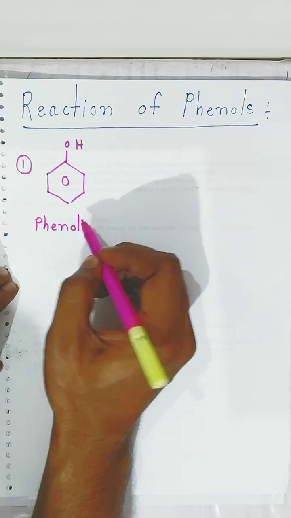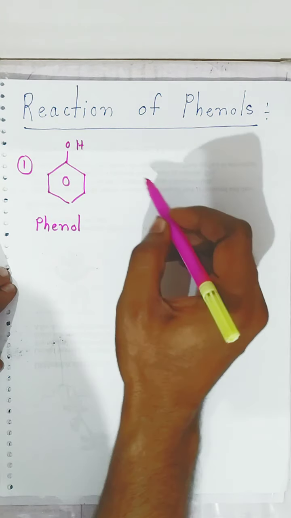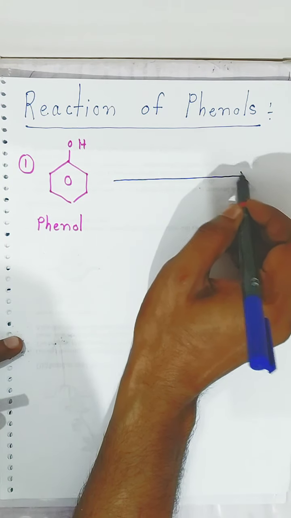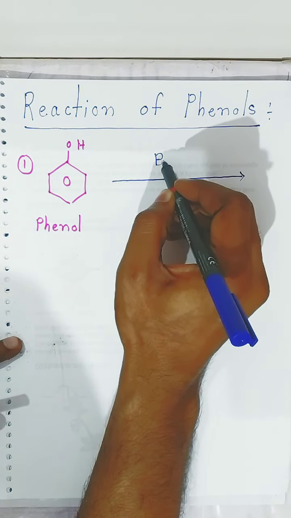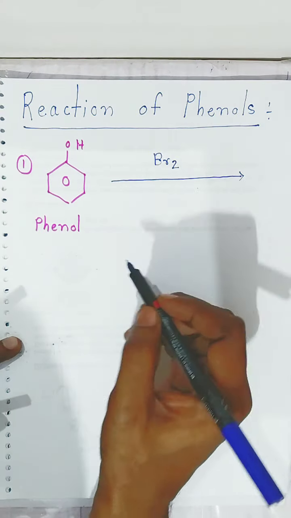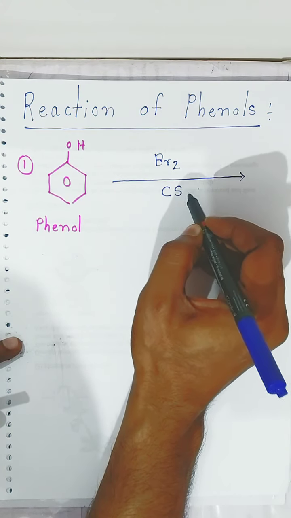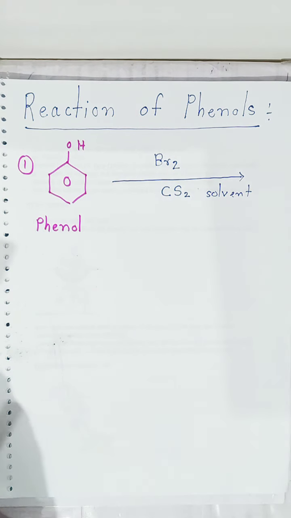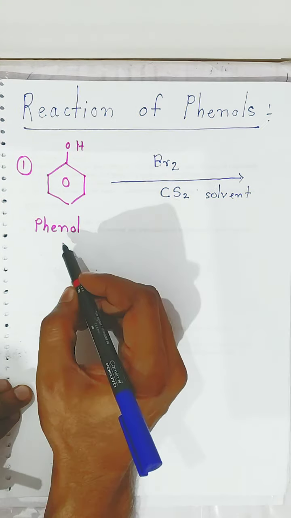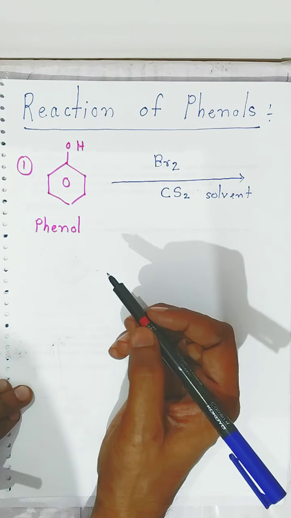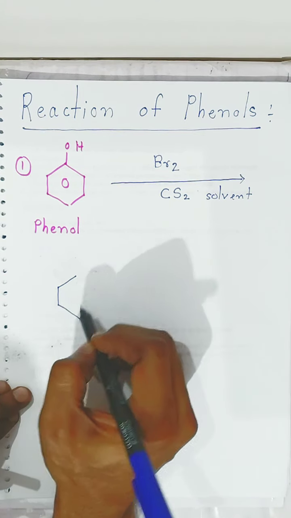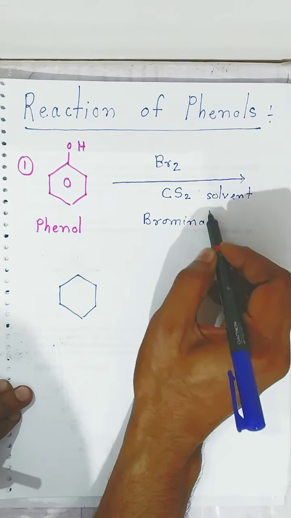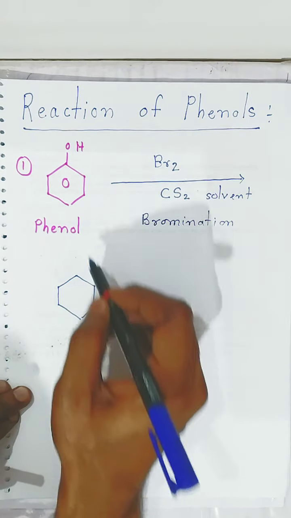Now students, this phenol we are going to react with bromine, in carbon disulfide as a solvent. Now what happens, students? Which product are you going to get? The phenol will convert into ortho and para bromophenol. Again you have to write down the structure of phenol, because here the bromination will take place. Bromination means bromine is going to be added to the phenol.